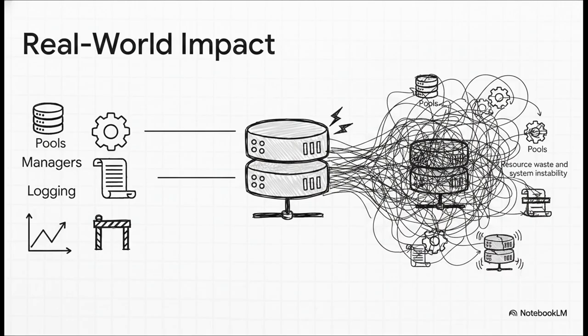I mean, think about it, right? You absolutely need a single configuration manager to make sure everyone's using the same settings. You need one logger so you don't end up with garbled, corrupted log files. And for things like rate limiters or metrics collectors, well, having more than one completely defeats the whole point. Uncontrolled creation just leads to chaos, wasted resources, and a very unstable system.